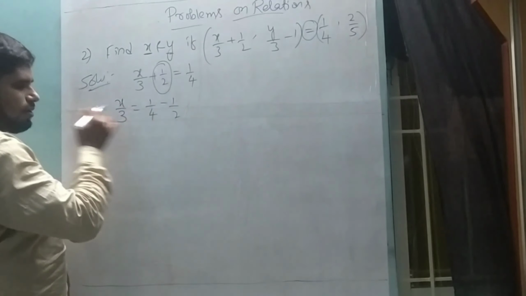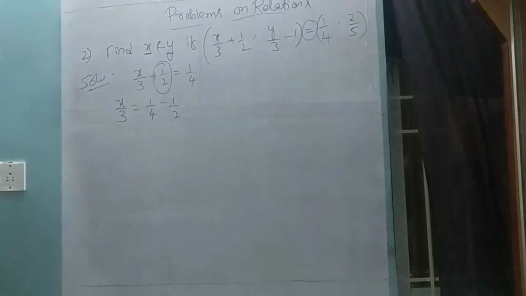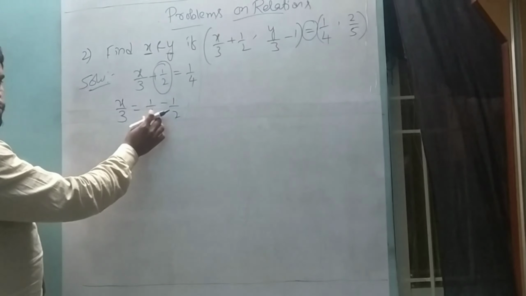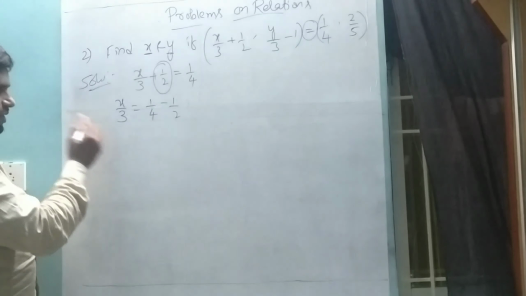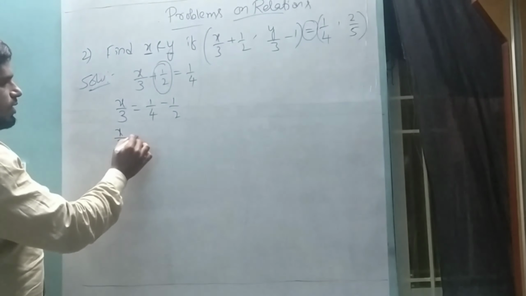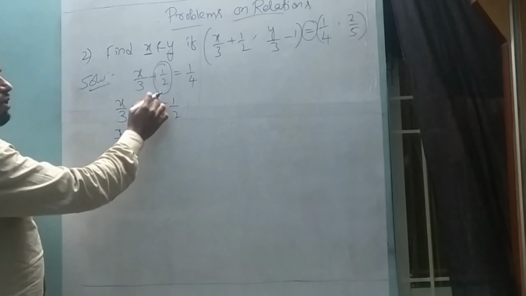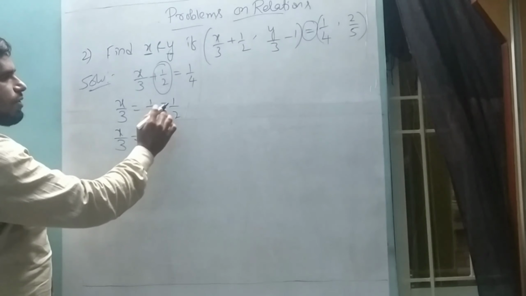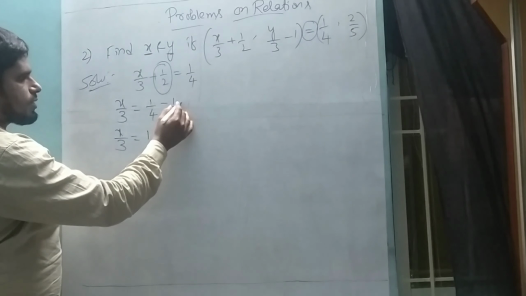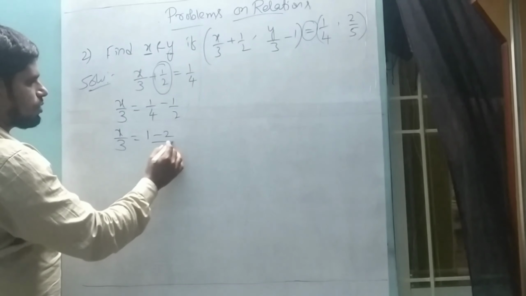Two different numbers here, but both are multiples of the same number. We must take the LCM here. If I take the LCM of 2 and 4, it is 4. So x/3 as it is. With LCM 4, 4 and 4 get cancelled, so 1 is left, minus 4 divided by 2 is 2, over 4.